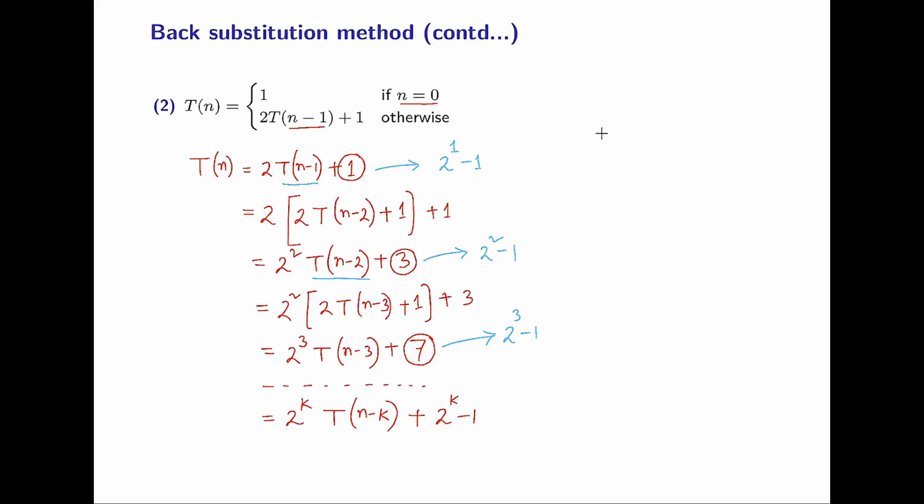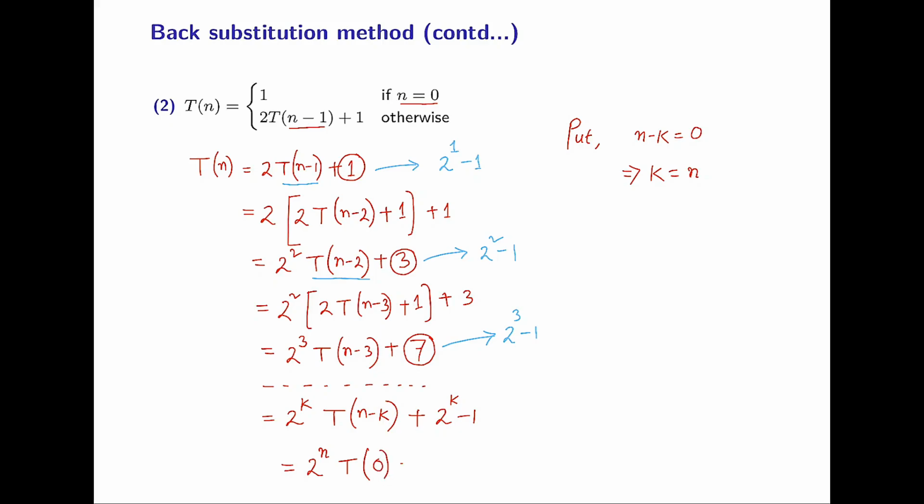Now in place of n minus k we should get 0. Then only will we reach the base condition, because here it is given n equal to 0. When n equals 0, T(n) will be equal to 1, right? So put n minus k equal to 0. What we do not know here is k. So k will be equal to n. After that, again you come here and write 2 to the power k. In place of k, you will write n. Now this time T(n minus k): we know n minus k, we put n minus k equal to 0.